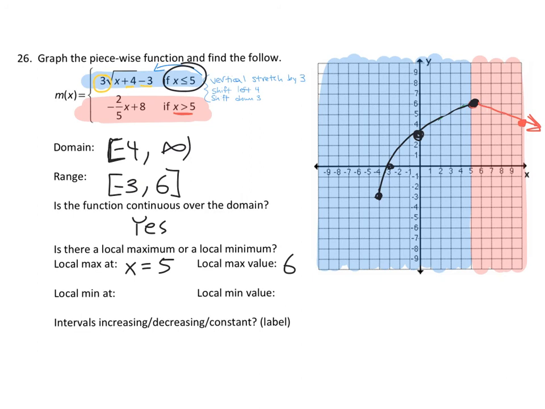Intervals where it increases, decreases, or is constant: it is increasing from x equals -4 to that high point at 5. We always use parentheses for increasing and decreasing. And then it decreases from x equals 5 to infinity. And it's never constant.